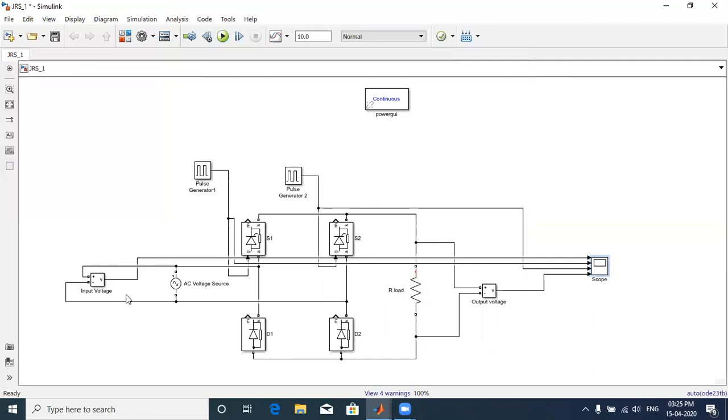Similarly, you can also implement full converter with R load and full converter with RL load. Here we have just observed the voltage waveforms of input and output. You can check the current also, all the different parameters, whatever you like to observe, you can connect them to the scope and observe the waveforms. So for full converter, what you can do is replace these two diodes with thyristors and check the simulation again. Same with R load and with RL load, and you can simply do it.